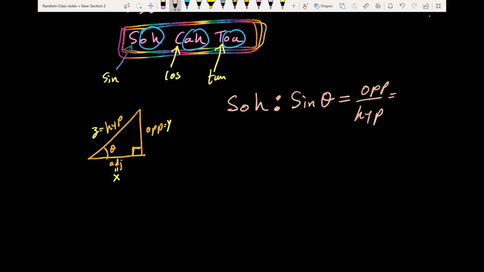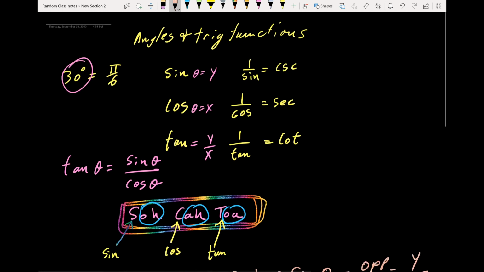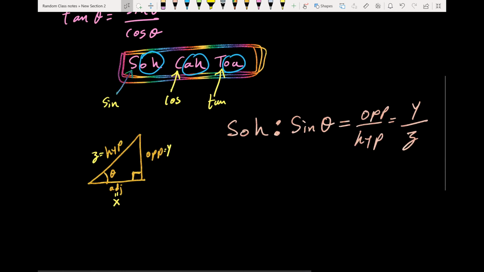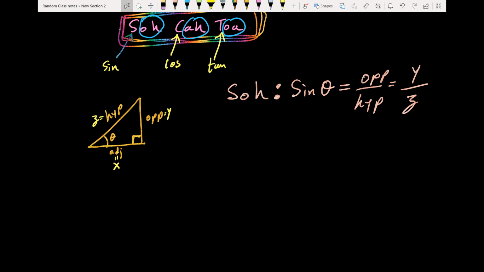In this case, what is opposite? Y over what? Z. Earlier, I said that sine represents y, cosine is x, and tangent is y over x. But over here, I have this extra information, z. What is this z? I would rather have you understand it in terms of y over z instead of understanding it from a unit circle.